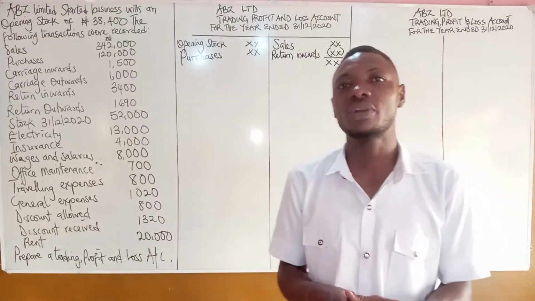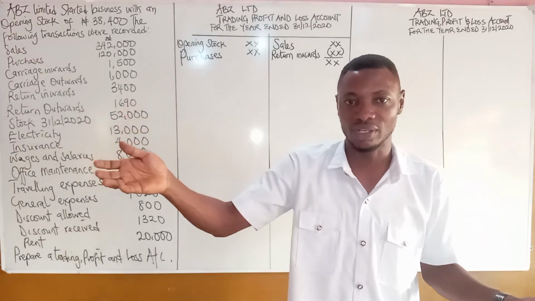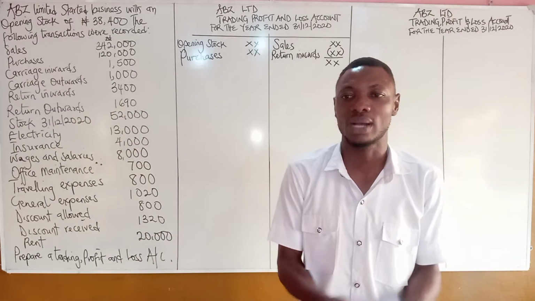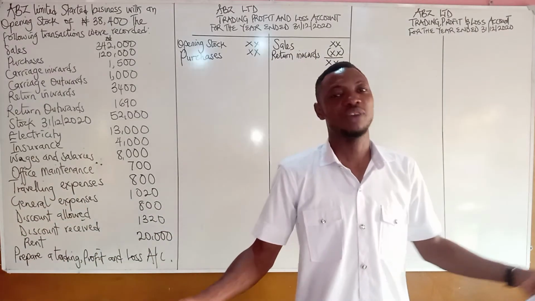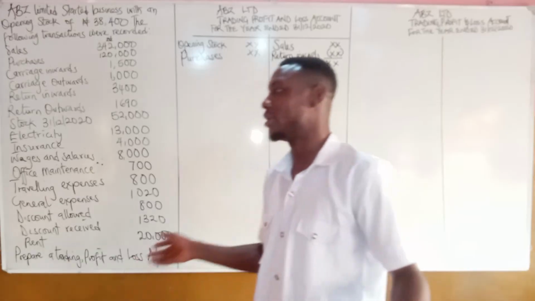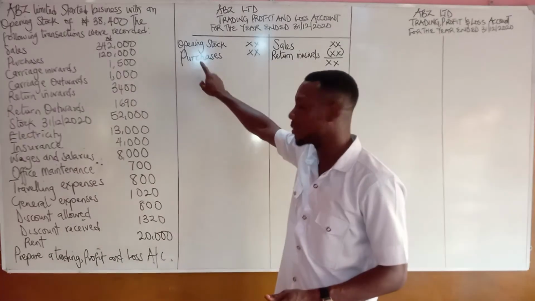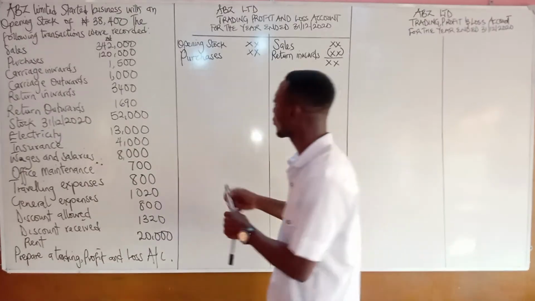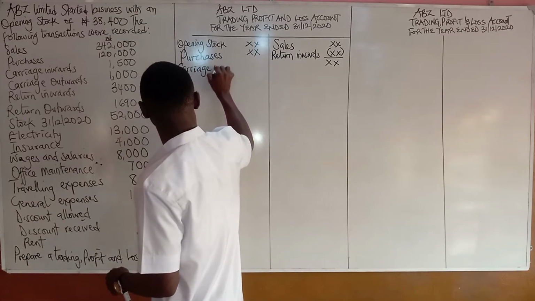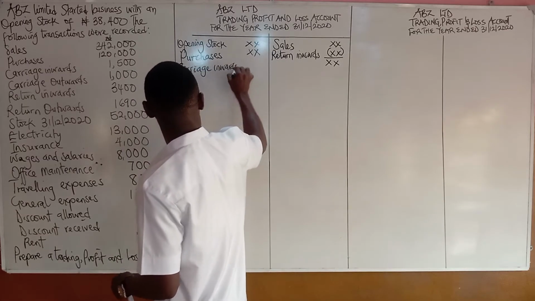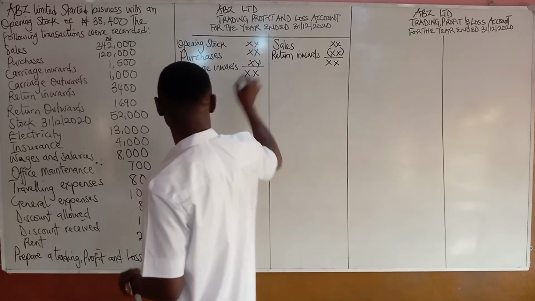Carriage outwards has to do with what you spend in after sales service. After sales has taken place, you can decide to spend money in helping your customers carry their goods to their home. You can pay for the bike fare to take it to their home. It can also be after sales service, carriage outwards. But what we need here is carriage inwards because it comes along with purchases. Carriage inwards, XX. Then we add. Once we add, we have XX.